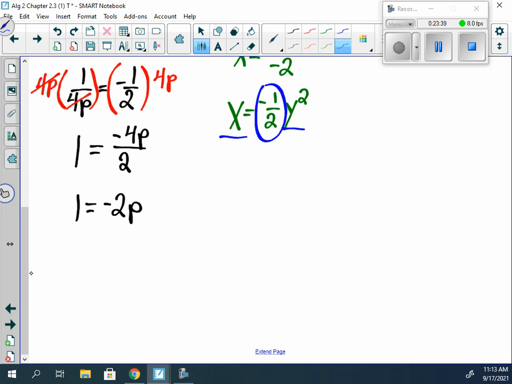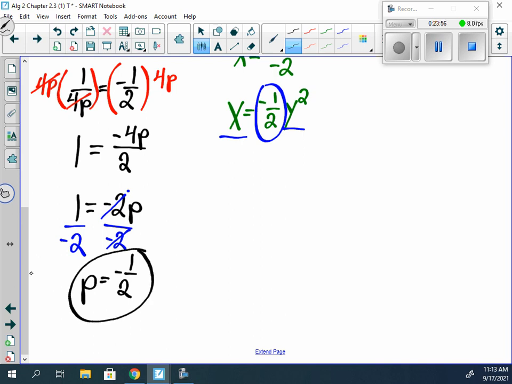Now what can we do next? Divide both sides by negative 2. Negative 2 divided by negative 2 will simplify, leaving us with p is equal to negative 1/2. P is equal to negative 1/2.